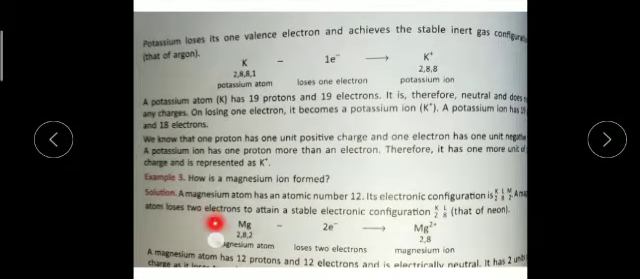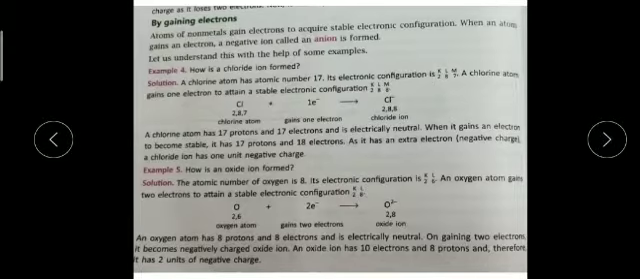So in these two cases, potassium and magnesium, they are losing electrons, and when they lose electrons, they carry a positive charge. Remember this. Now, by gaining electrons: whenever any element gains an electron, it will carry a negative charge. In what case will it gain? When its outermost orbit is unstable, the same condition.